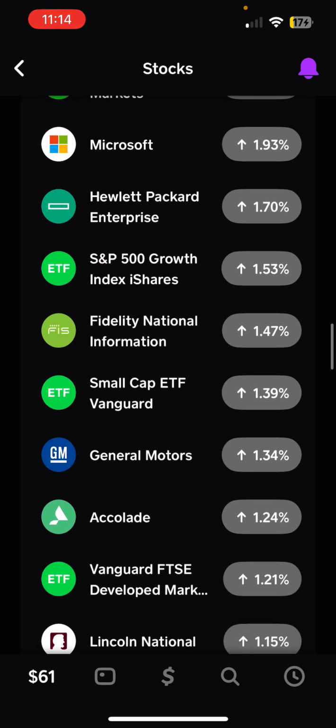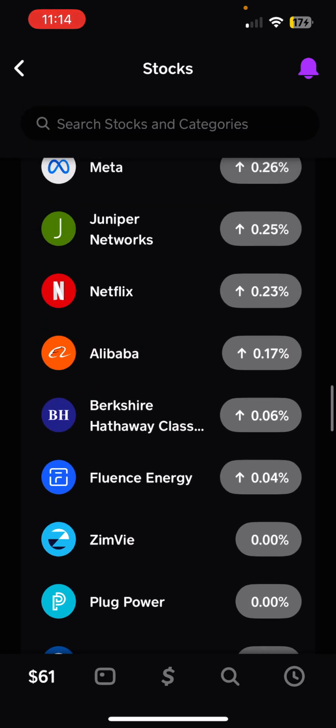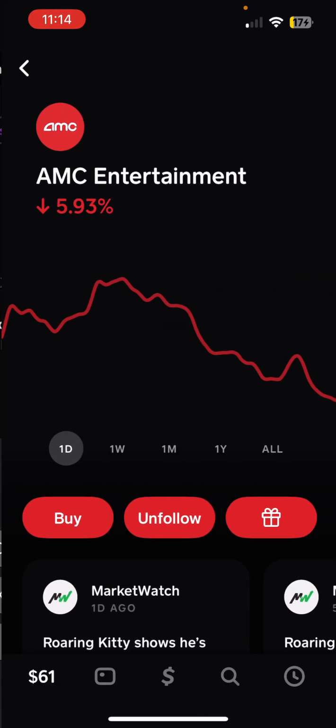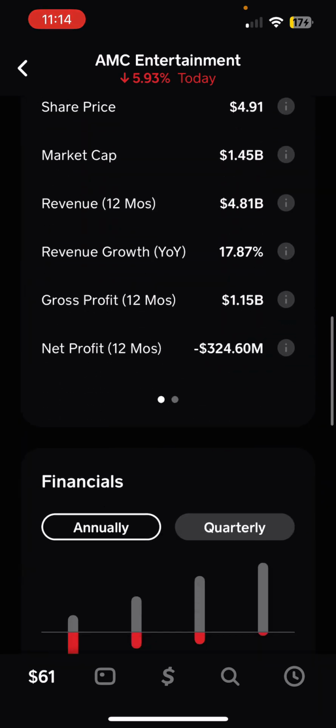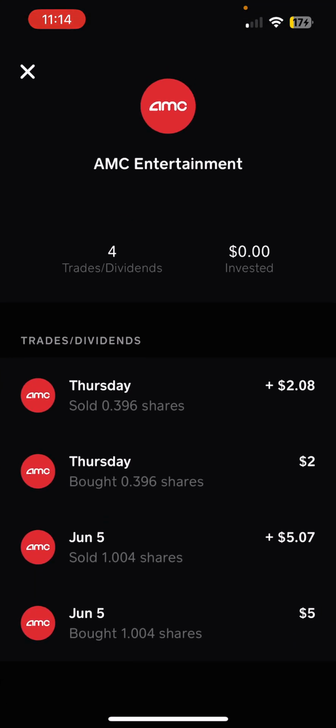Now let's go back to when I said you can start with as low as $2 if needed. If we look up AMC, I had some invested in AMC. I day traded AMC before, and let's look at this. I bought at $5, sold at $5.07. I bought at $2, sold at $2.08.